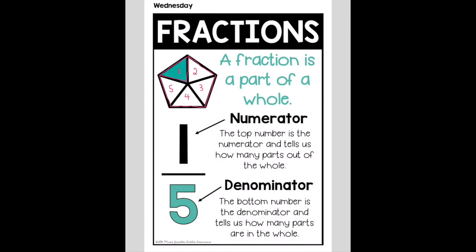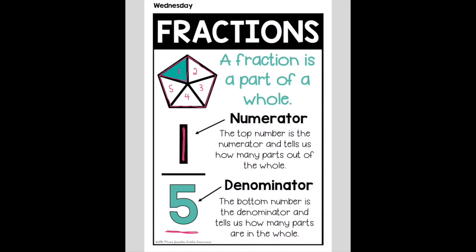All right, so in this pentagon, we have a total of how many parts? We have a total of 5 parts. And you'll see that down here. And how many of these parts are shaded? We have 1 part that's shaded, right? So that's why the 1 goes on top.